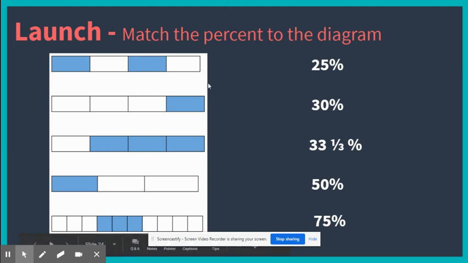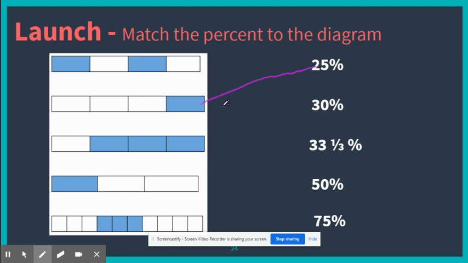So I'm going to give you a few minutes to see if you can match which bar graph is showing 25% shaded, 30% shaded, 33 and 1/3% shaded, which I would do last personally, 50% shaded, and 75% shaded. How are you going to do that? You're going to use different colors. And let's say I'll give you the first one. 25% is right here.